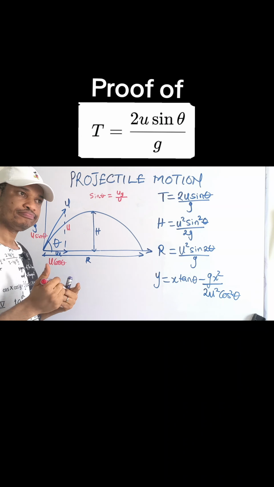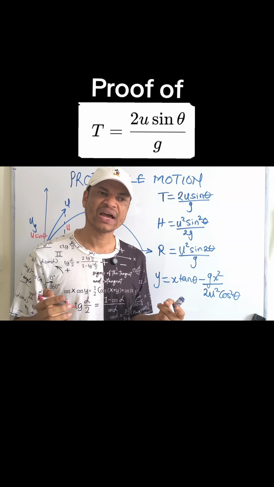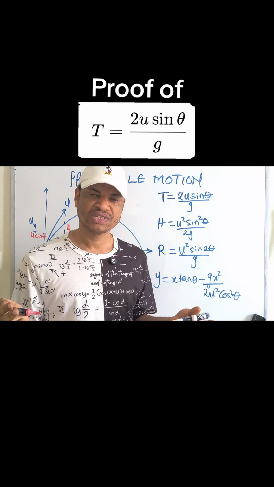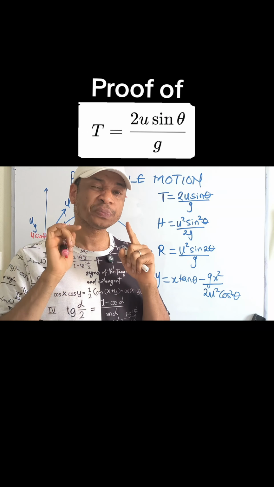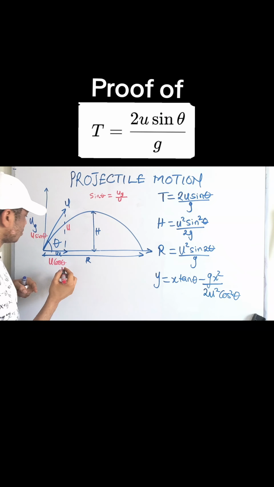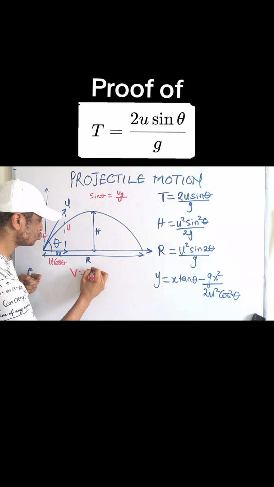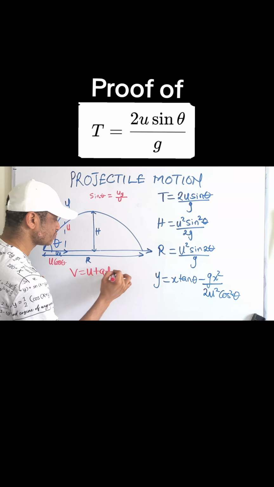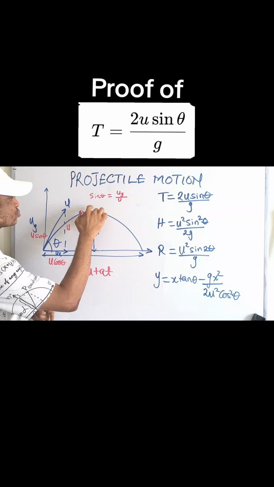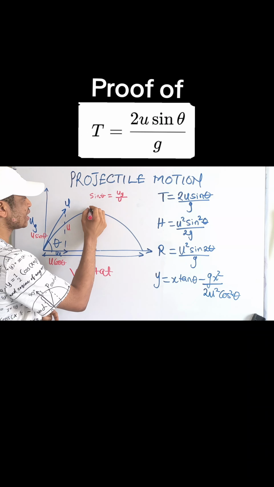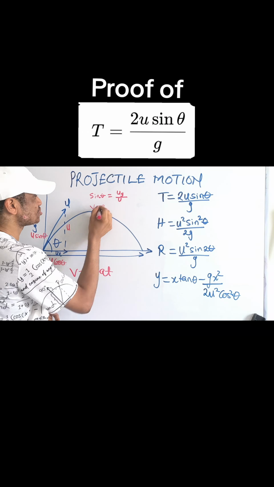So we have some SUVAT equations. We have v equals u plus at, s equals ut plus half at squared. I'm looking for time, so I'm just going to pick one that has time. I'm going to pick v equals u plus at. I'm using this because I want to find the time it takes to go up. So remember here, v is equal to 0.